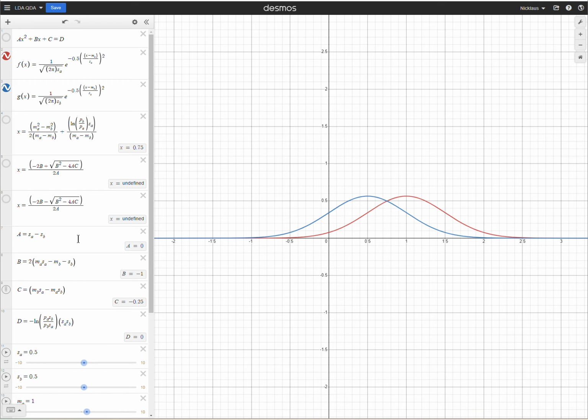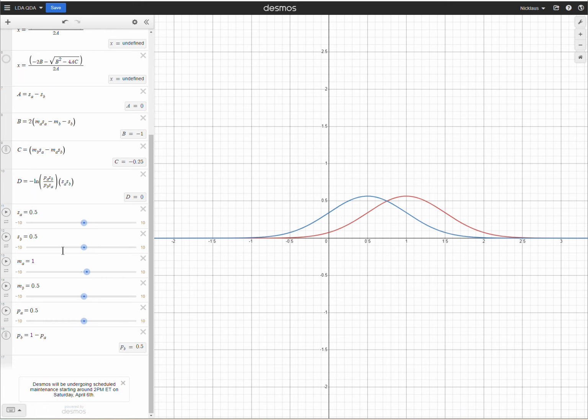Now, here I'm adjusting the parameters of these two distributions, right? So M stands for mean. If I move this, I'm moving the mean of A. If I move MB, I'm moving the mean of B. And then I can adjust the standard deviations of them as well with SA and SB. I'm just going to set those equal for right now.